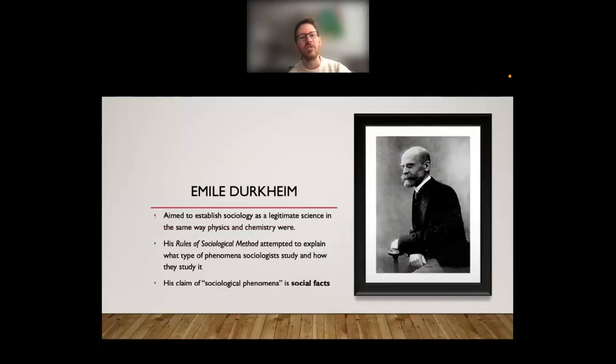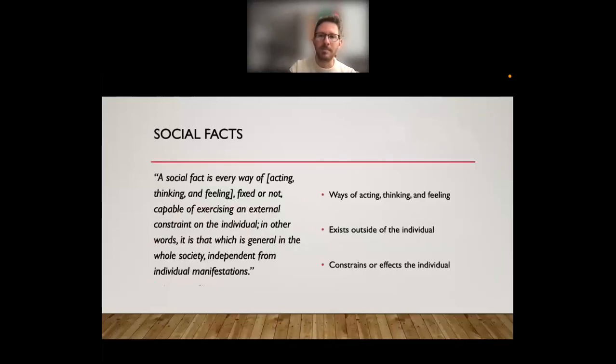Durkheim aimed to establish sociology as a legitimate science in the same way that physics and chemistry were understood. That means he wanted to use the scientific method of creating hypotheses, testing the hypotheses, and analyzing, and he simply saw sociology as another kind of science. It's just that there was a different phenomenon that sociologists were looking at. Where physics was looking at atoms and chemistry was looking at bonds, sociologists were looking at social facts.